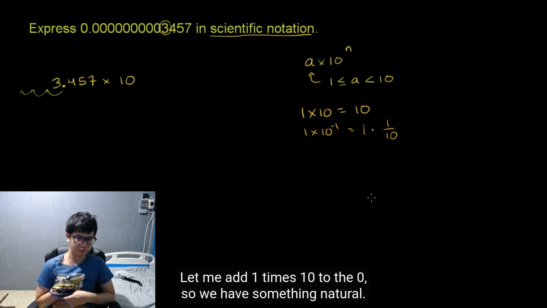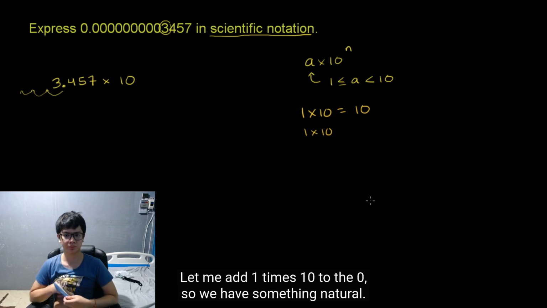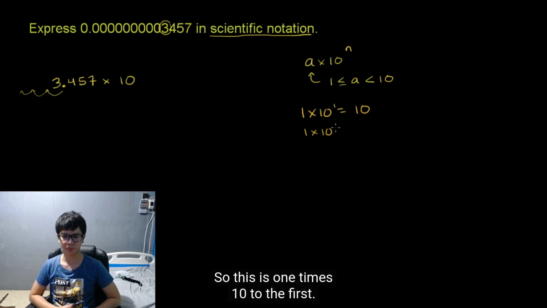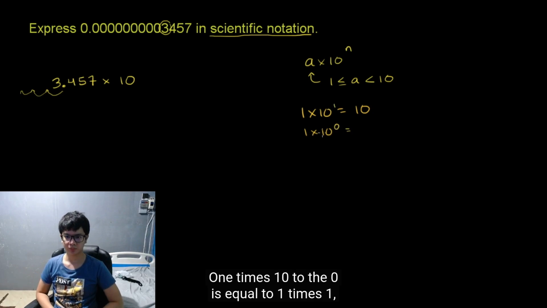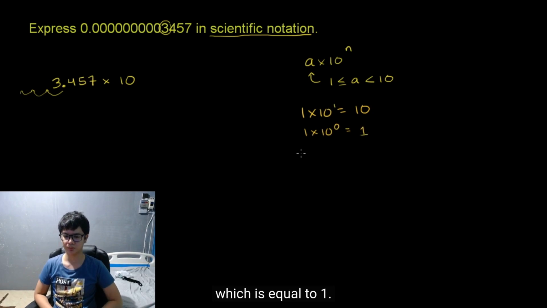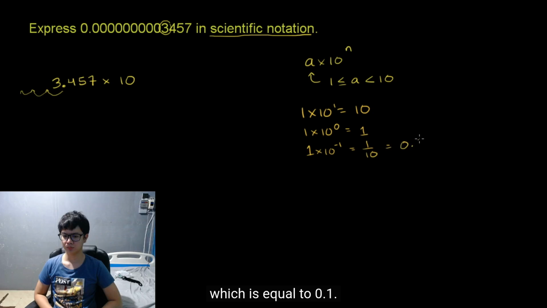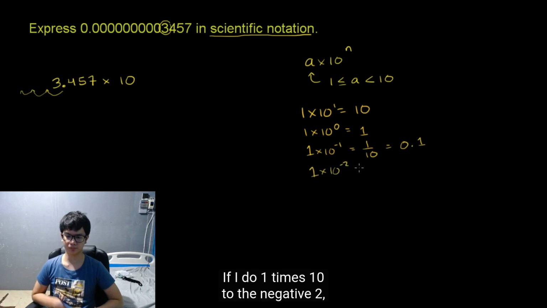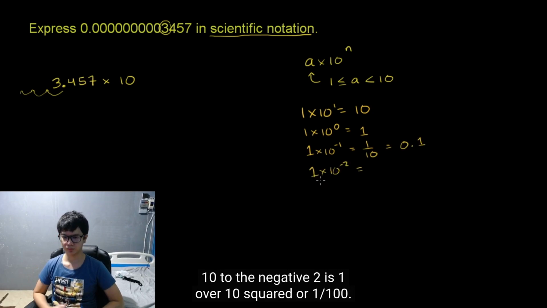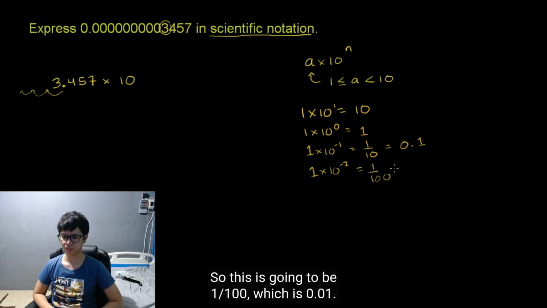Let me add 1 times 10 to the 0, so we have something natural. So this is 1 times 10 to the first. 1 times 10 to the 0 is equal to 1 times 1, which is equal to 1. 1 times 10 to the negative 1 is equal to 1 over 10, which is equal to 0.1. If I do 1 times 10 to the negative 2, 10 to the negative 2 is 1 over 10 squared, or 1 over 100. So this is going to be 1 over 100, which is 0.01.